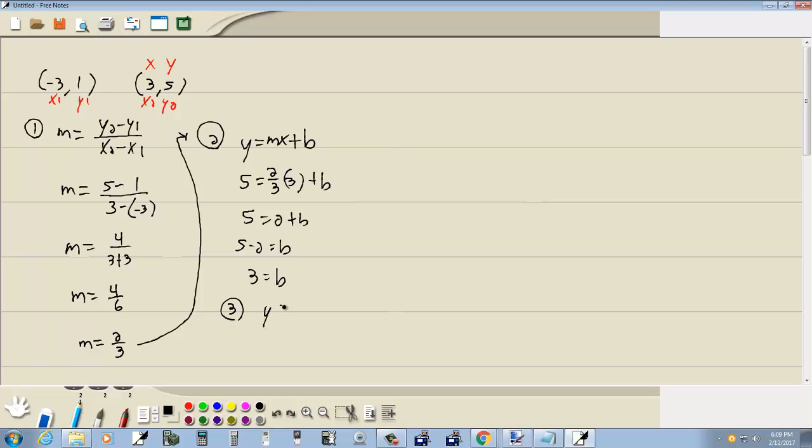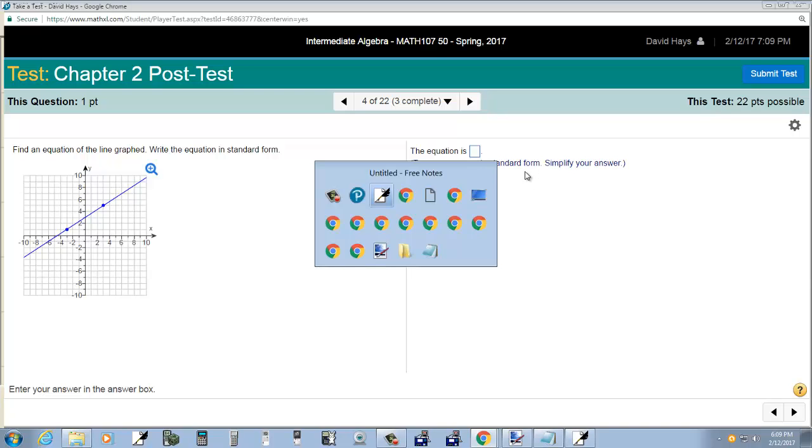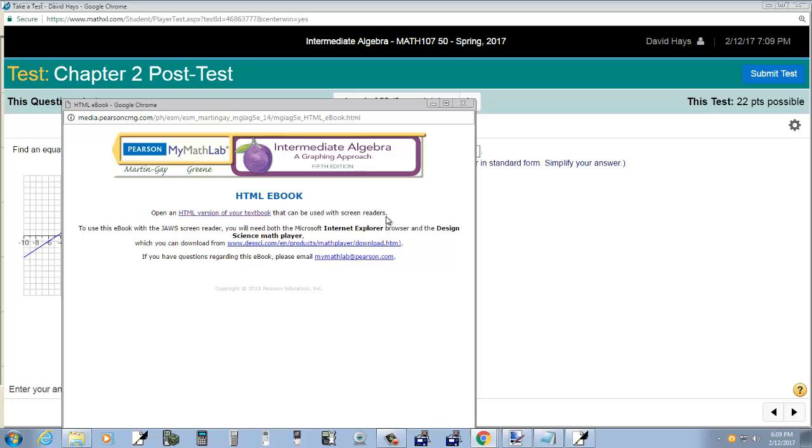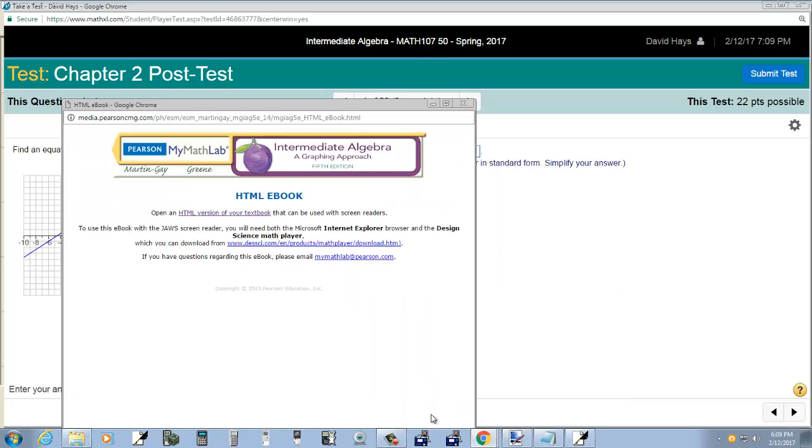So then, we plug in m, which we said was 2/3. And we plug in b, which we said was 3. Now it specifically says to write it in standard form. Simplify your answer. Doesn't say anything about fractions. Let's go over here and see if I can see anything about fractions.